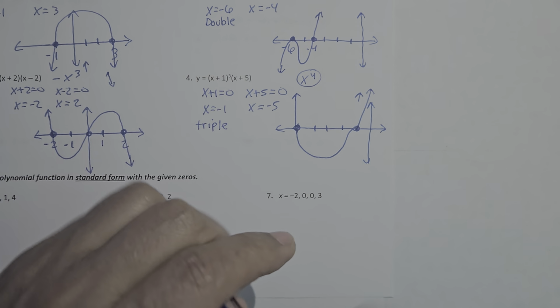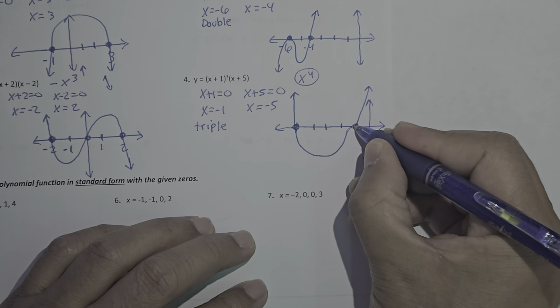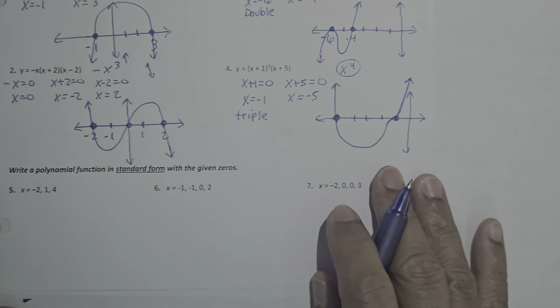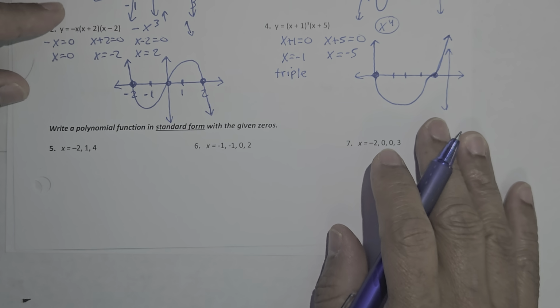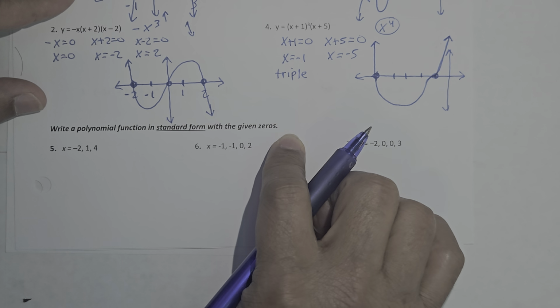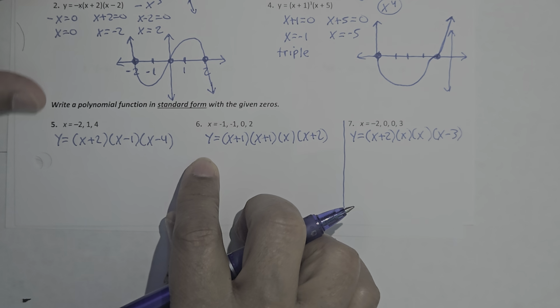I'm a little bit off on this part here, but I hope you understand the idea. Okay, this point should be a slide, not a cut, not a bounce. All right, so that's example number 4. What about the next few examples? In this case, we need to write the polynomial function in standard form with the given zeros. So for the next part, I just copied this.